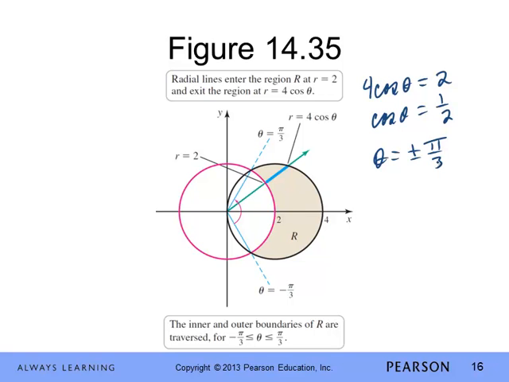Okay, so you have to do a little bit of trigonometry and algebra to solve for your limits of integration for theta. So theta is going to vary between negative pi over 3 and positive pi over 3. r is going to vary between 2 and 4 cosine theta. Okay, did everybody see that?